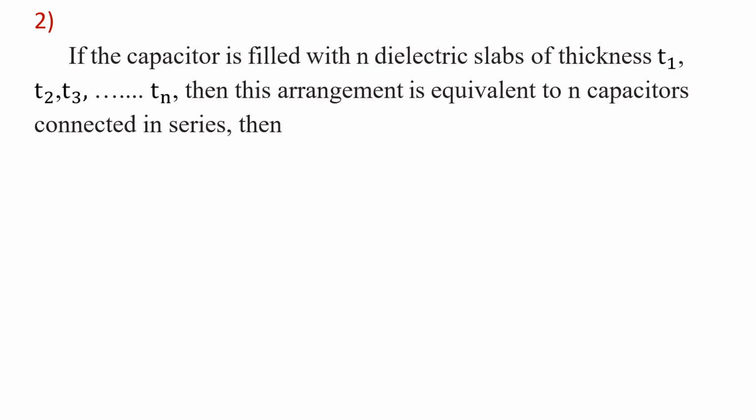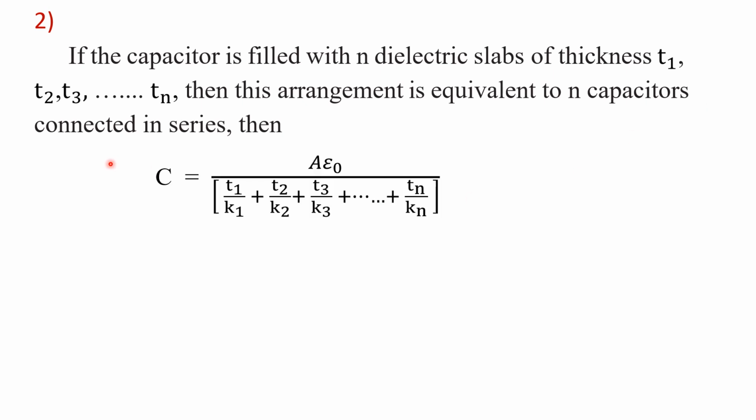Next, if the capacitor is filled with N dielectric slabs of thickness t1, t2, t3 and so on, then this arrangement is equivalent to N capacitors connected in series. Then we get C is equal to A epsilon 0 divided by (t1 upon K1 plus t2 upon K2 plus t3 upon K3 and so on).